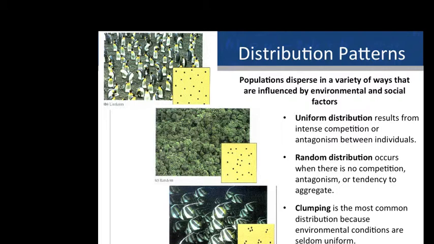Uniform dispersion results from intense competition or antagonistic behavior between individuals. It's relatively rare, and it only occurs where environmental conditions are fairly uniform. That's why you have this intense competition and antagonistic behavior between these organisms, because there isn't going to be much changing.